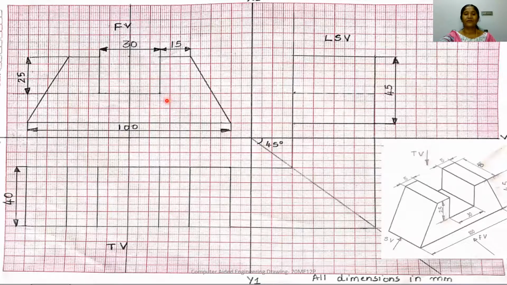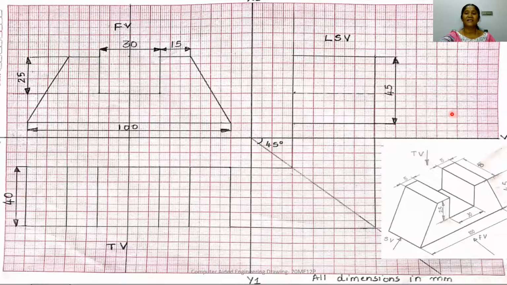And also, if you observe, the slot is not seen in the side view. The rectangular slot is not seen in the side view. The base of the slot has to be represented with a hidden line in the side view. So for that, you draw a horizontal line from this end. From the front view, you draw a horizontal line to the side view and show it as a hidden line, since this base line is not visible in the side view.